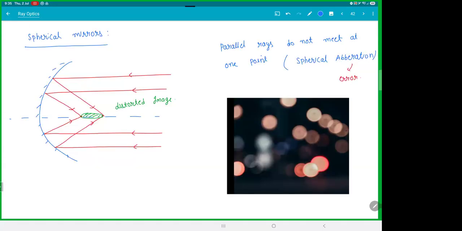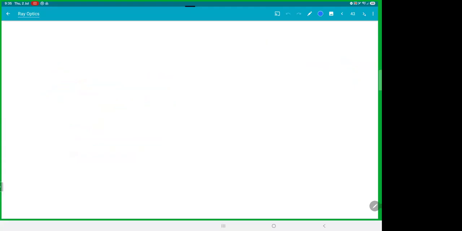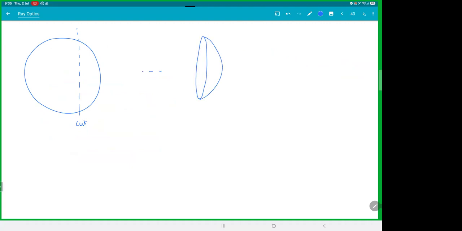So then what do we do for this? We do an approximation. So how do we construct this? You take a sphere and you just cut it. When you cut this, you get a part of a sphere. This is the pole. This is your center. This was your radius. This thing here is called the aperture. So the aperture is the region where the light rays enter from.